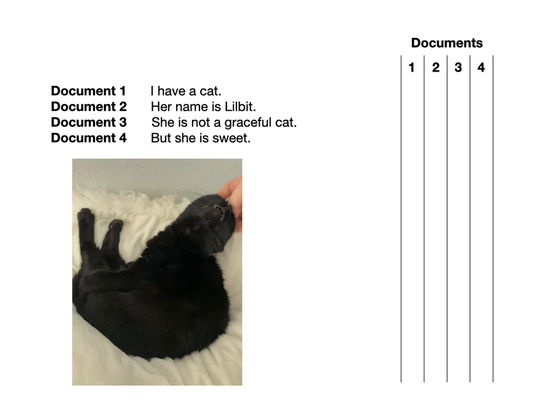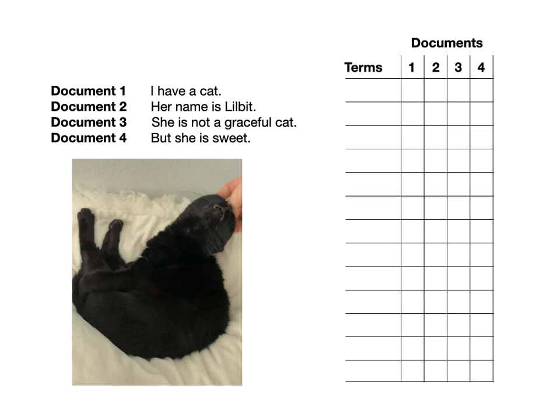Our list of terms. Here's our documents and our terms. And we can run through each document and record the terms that occur. So, "I," normalize down. That happens in document 1. "Have," cool. "A," great. "Cat," cool.